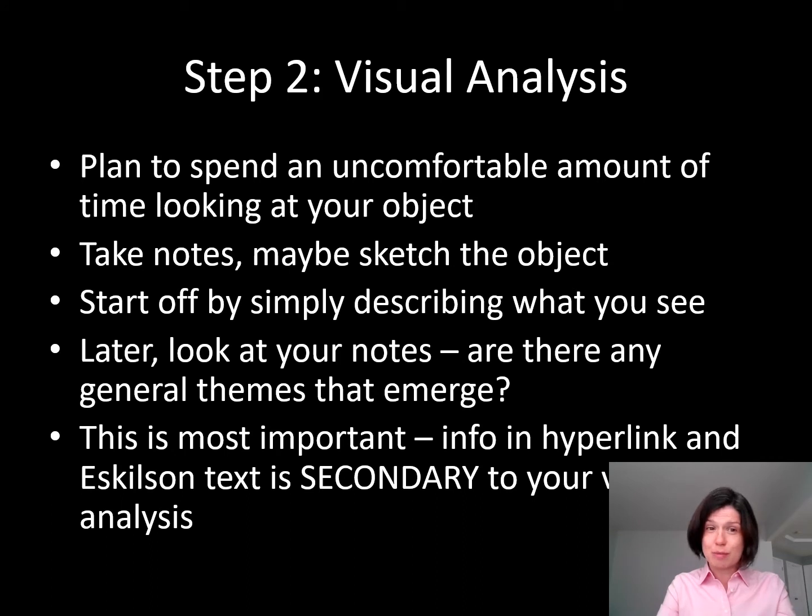So once you've chosen your object, it's time for visual analysis. You should plan to spend an uncomfortable amount of time with your artwork. I'd say to set a timer for like 30 minutes and just look at it. You should be taking notes. Anything that comes into your head, you're going to want to write down. Maybe sketch it. If you're feeling stuck, just describe what you see. These notes are going to be really important because this is where your argument is coming from. The hyperlink information and the Eskilsson text is always going to be secondary to these visual things that you're going to notice when you're spending time looking at the object.